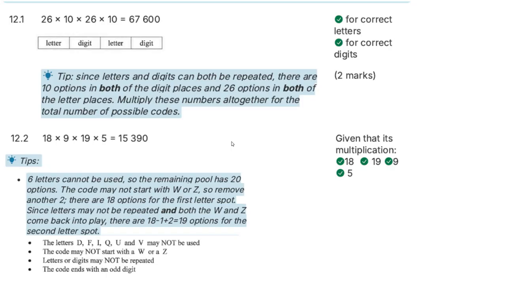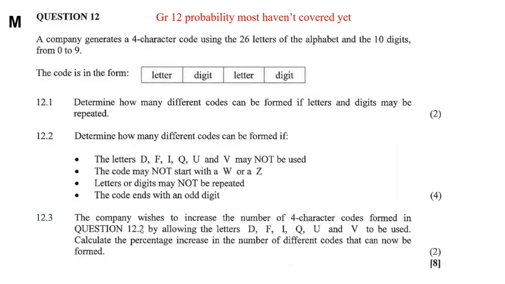There's one more question here. Let's go back and take a look. The company wishes to increase the number of 4-character codes, so it adds the other 6 letters back. So the 6 letters can be used. Calculate the percentage increase in the number of codes that can now be formed.